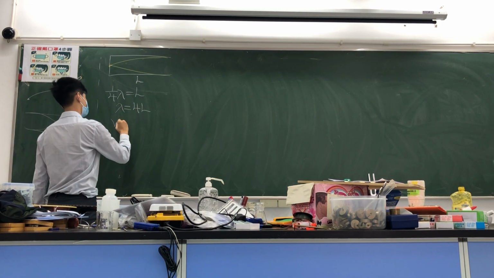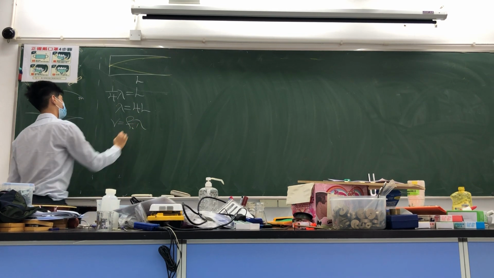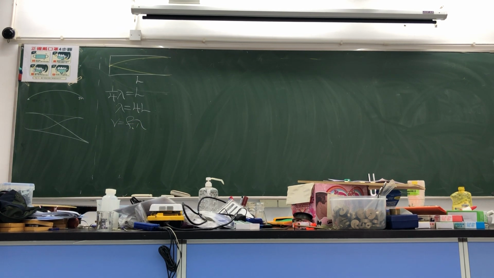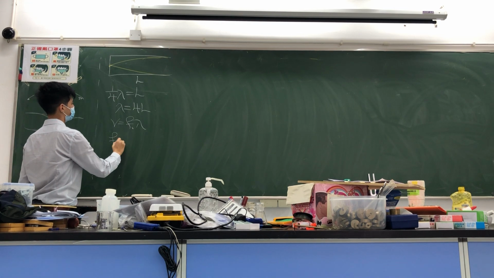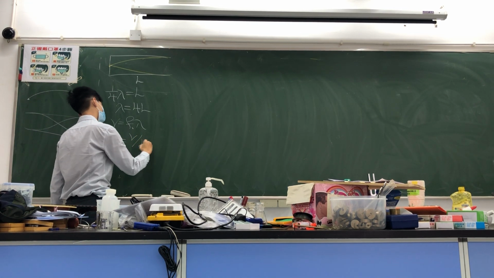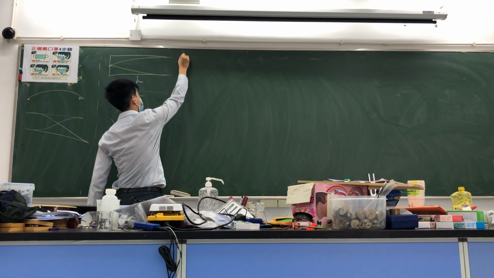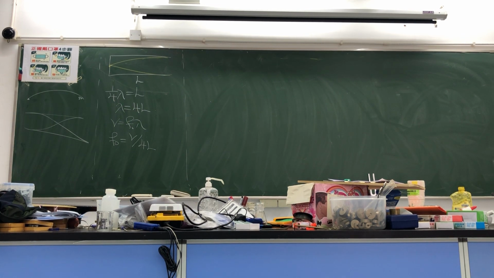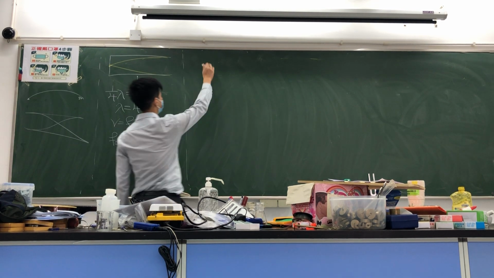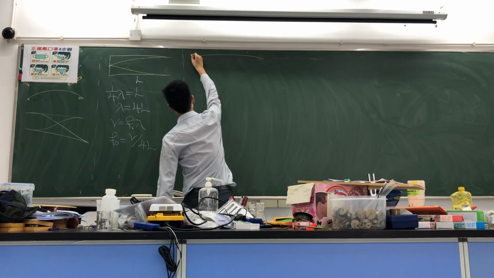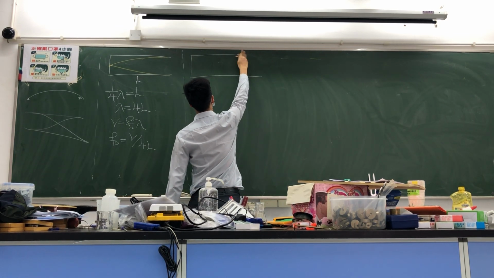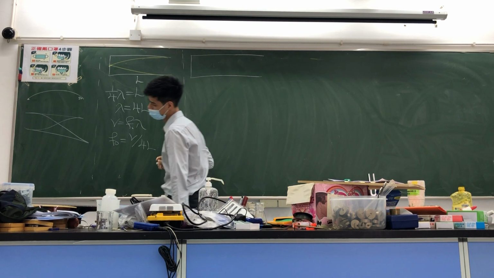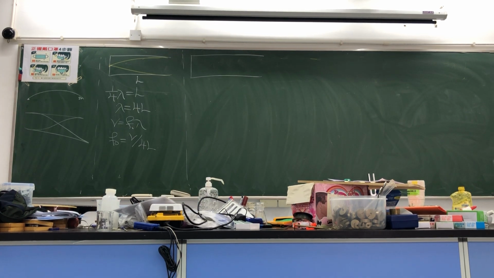So V equals f lambda. Okay, so what is the fundamental frequency? F0 equals V over 4L. So this is the first harmonic frequency, or what we call the fundamental frequency of this tube. So the second possible vibration pattern. 你自己畫下呢個 second possible vibration pattern.